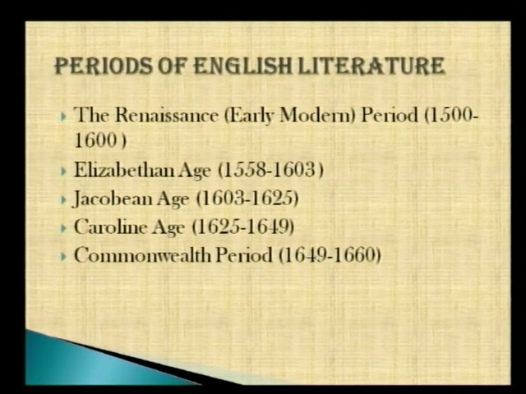Shakespeare, for example, wrote in the Elizabethan age. The Commonwealth period was the period where Milton flourished. So you can see each of these ages, Renaissance, Elizabethan, Jacobean, Caroline, and Commonwealth, had their own important writers and different genres. For example, in the Elizabethan period, drama was more popular. In the Commonwealth period, drama was banned and the focus was on prose and poetry.